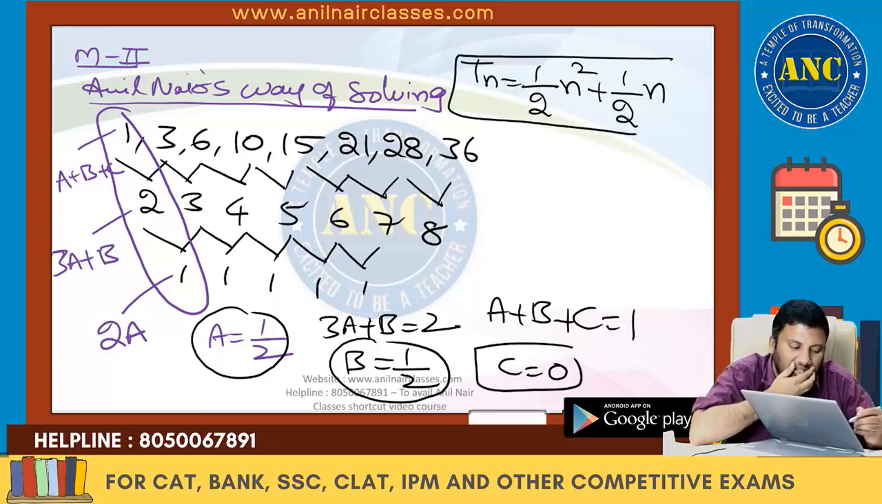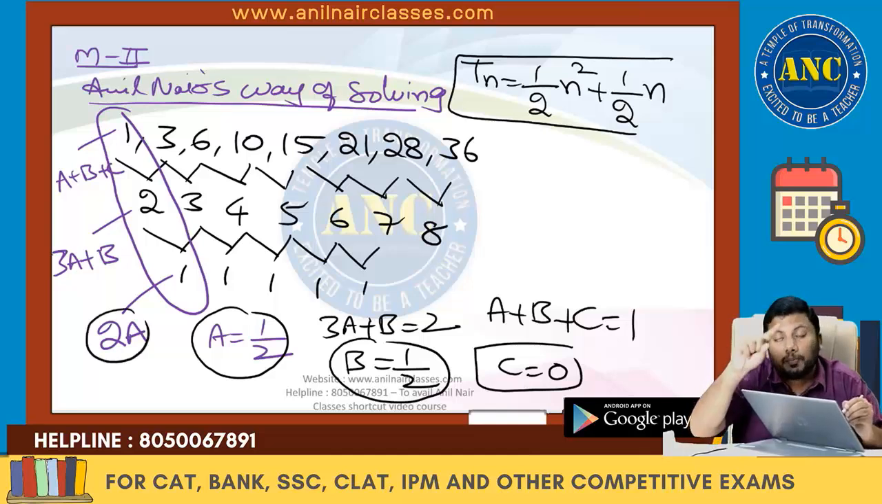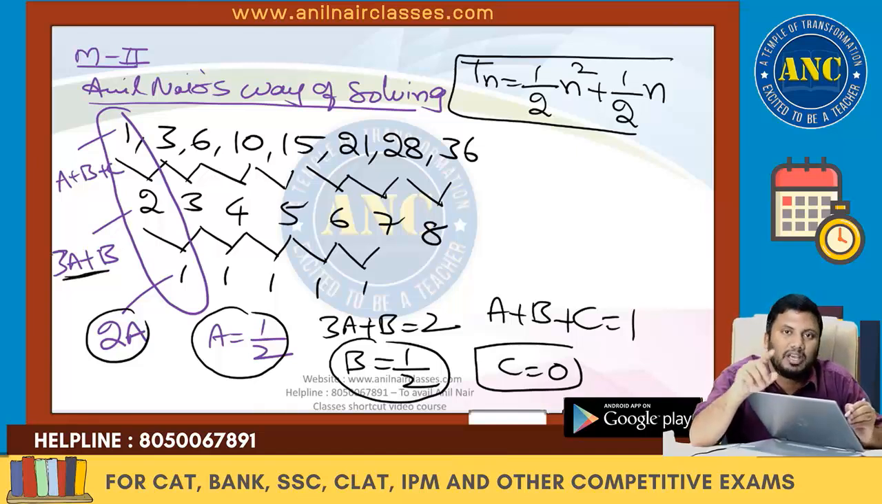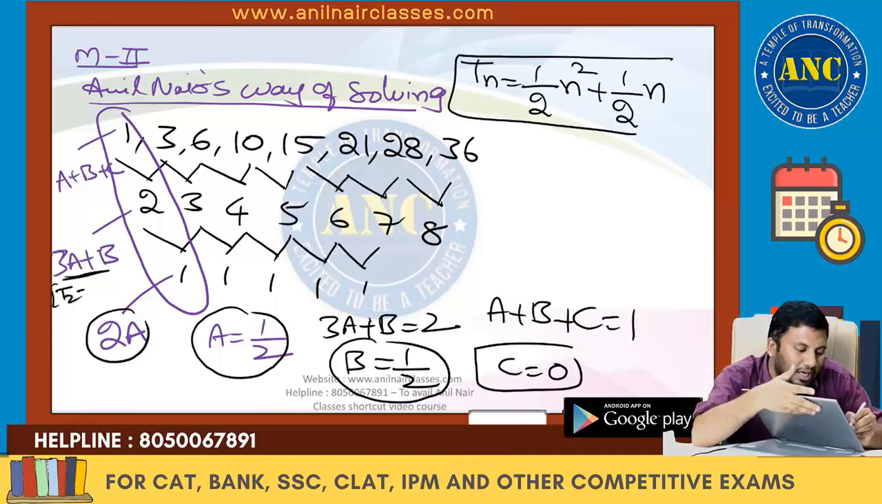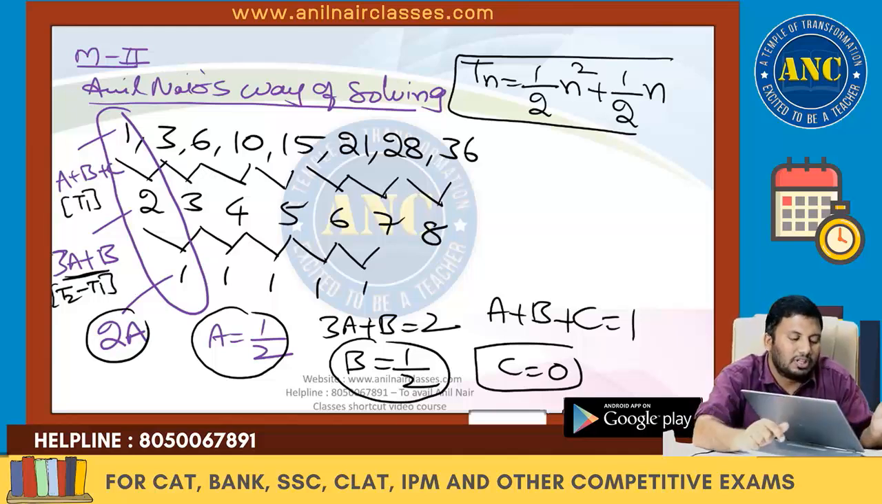Here it is nothing but 2a, 3a plus b, and a plus b plus c. How did you get 2a? Method 1: 5a plus b minus of 3a plus b. How did you get that 3a plus b? By subtracting t2 minus t1. These are nothing but t1. I hope it is clear.